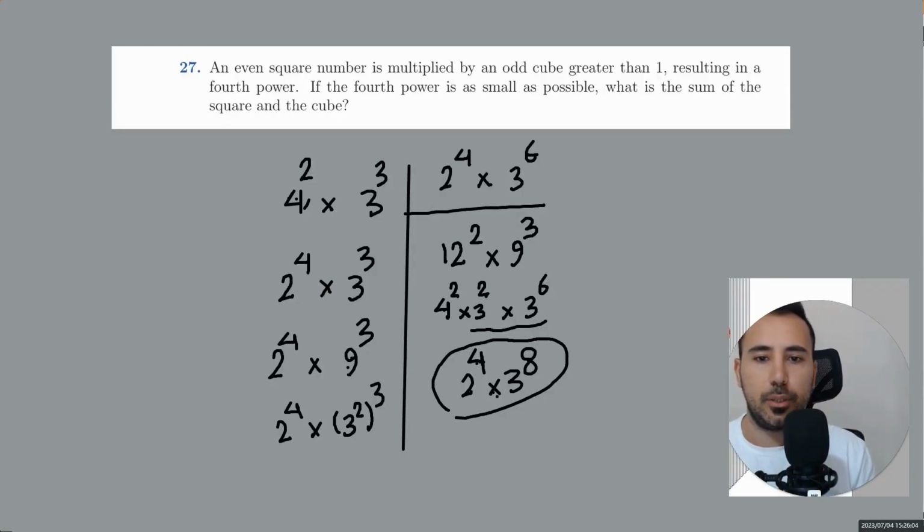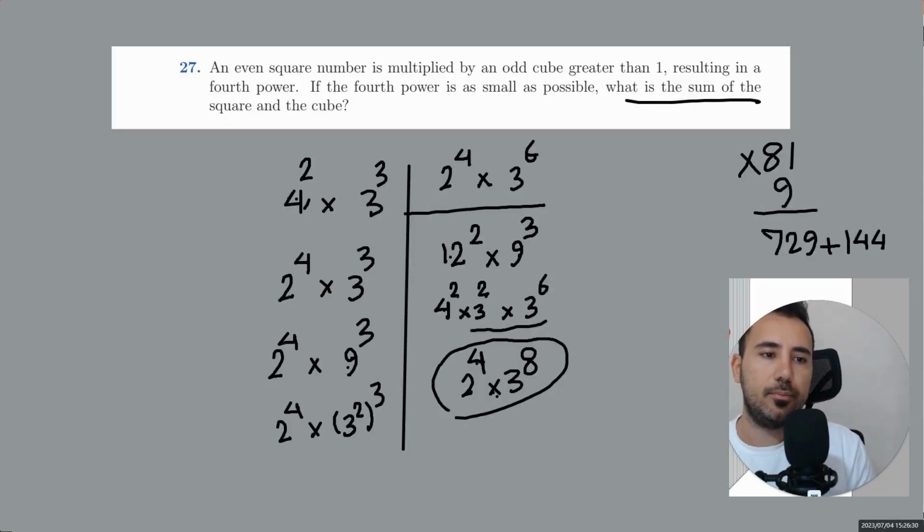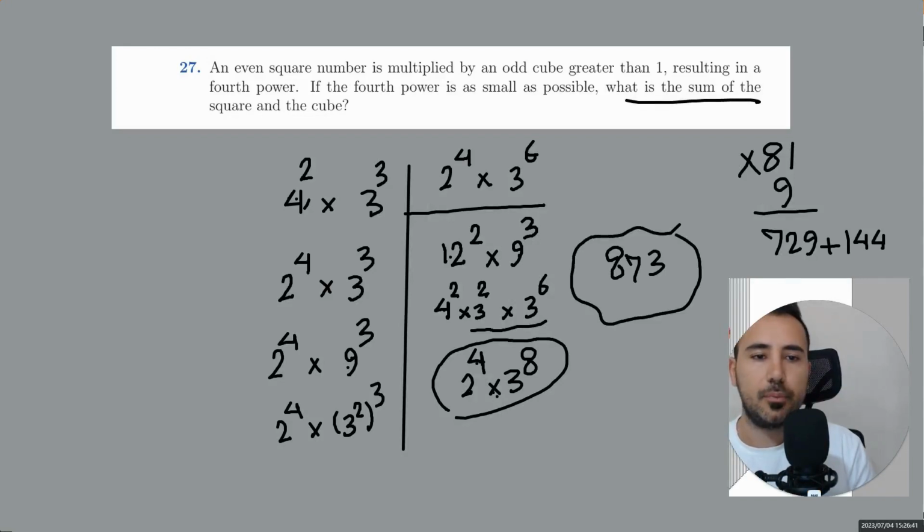So there you go. We got our answer. It's going to be 12 squared times 9 cubed. We just need the sum of them. We need to add them. So 9 cubed, 9 squared is 81, multiplied by another 9, 729. 12 squared is plus 144. So it's going to be 873. So there you go. This is the answer to question 27.